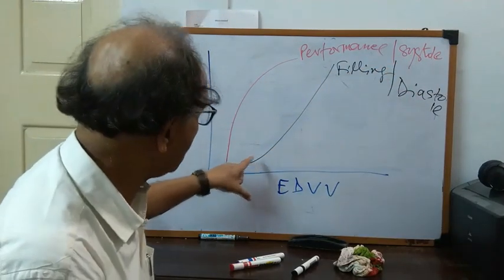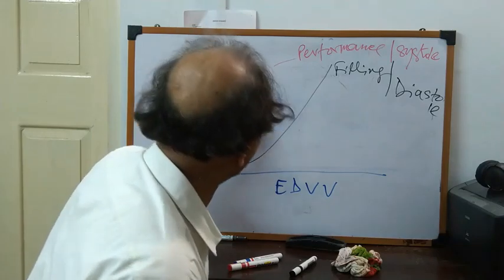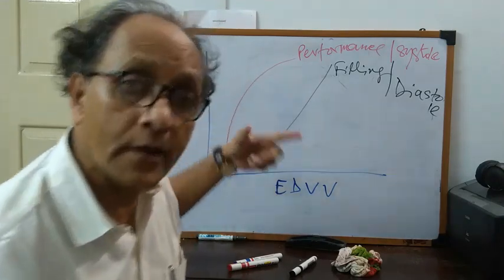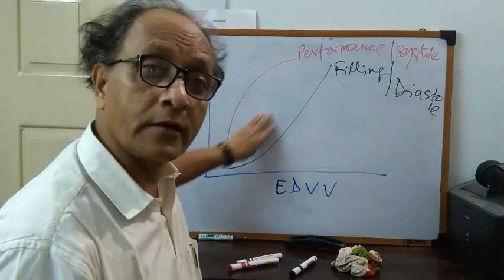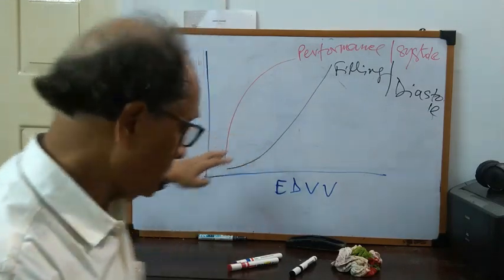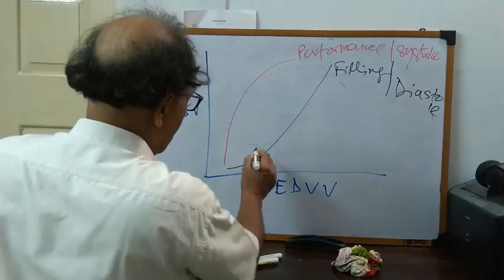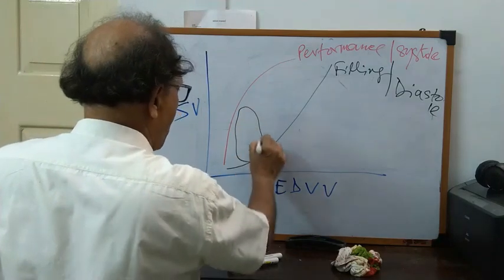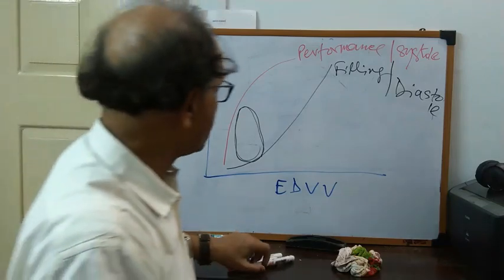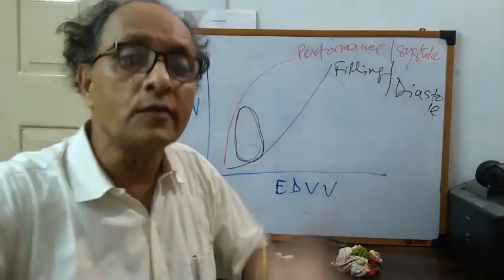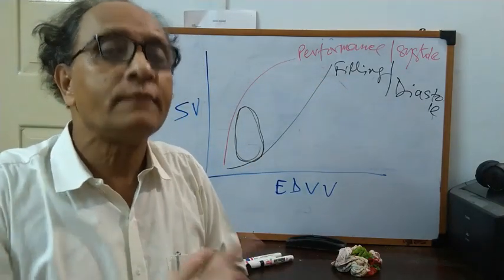And in between, this is the area where the ventricle actually works. So this is the activity zone. Ordinarily, it remains active in a small zone, but the rest is a reserve zone which the ventricle can extend into with increasing levels of activity.